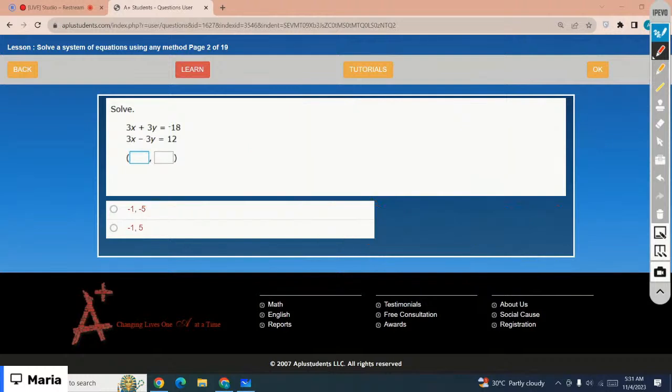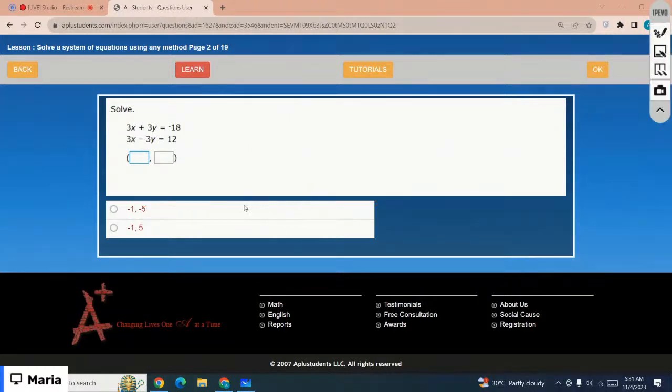So the correct option is negative 1 and negative 5, right?